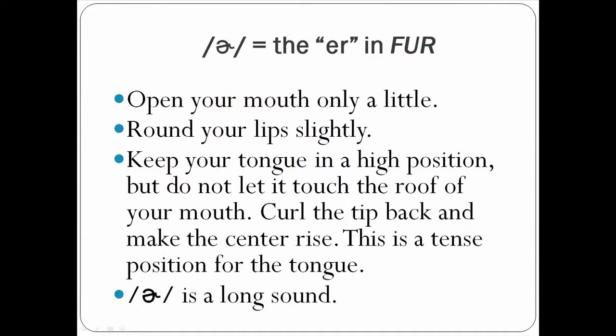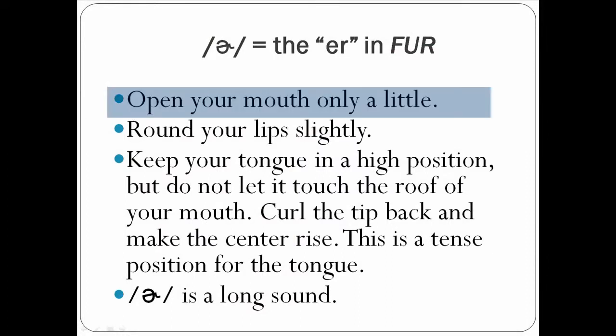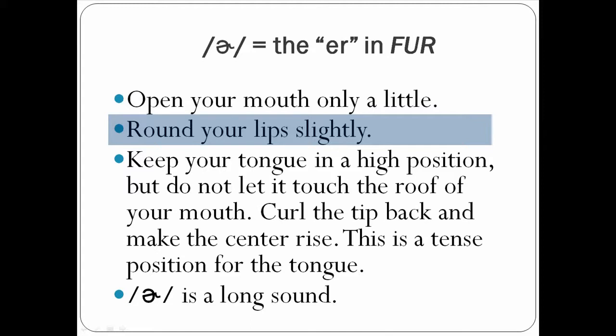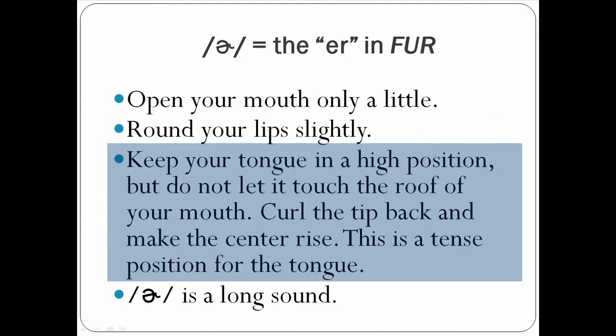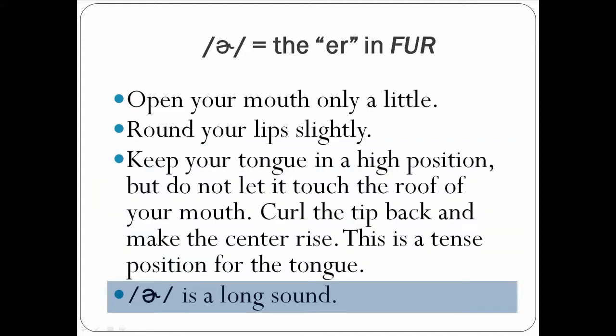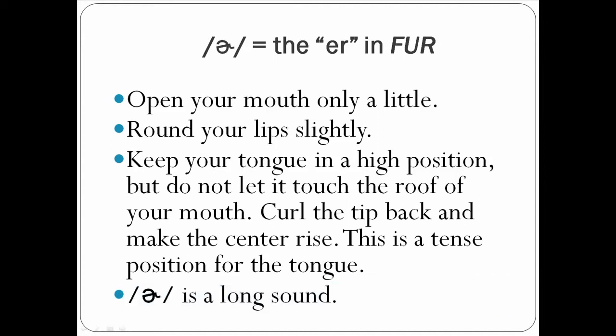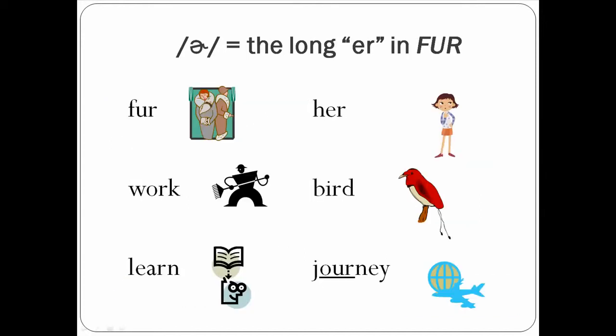Let's review how we make the sound. Open your mouth only a little. Round your lips slightly. Keep your tongue in a high position, but do not let it touch the roof of your mouth. Curl the tip back and make the center rise. This is a tense position for the tongue. And remember, it is a long sound. The sound can be spelled different ways. These are some of them. Now listen and repeat after me.